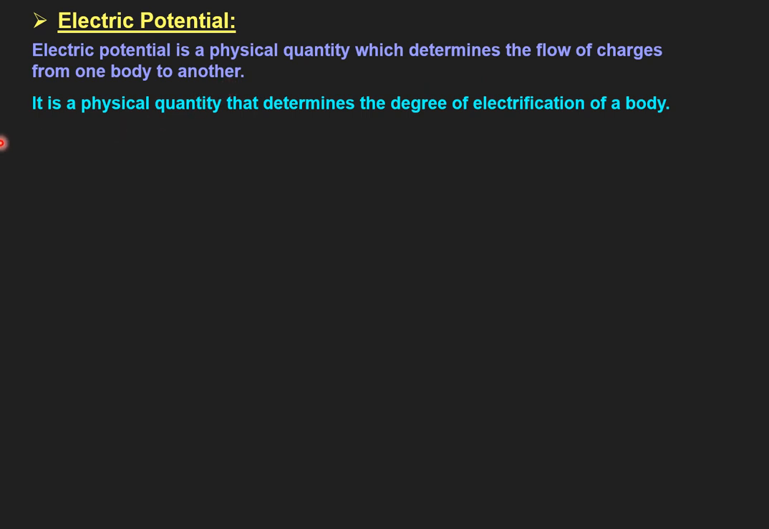Second thing, it is a physical quantity that determines the degree of electrification of a body, meaning how much a body could be electrified, how much charge can be given to a body. Later on, mathematically, we will have the expression which confirms that electric potential is directly proportional to the charge contained by that body. So if we know the electric potential, we can simply tell about the degree of electrification, the extent of electrification, the amount of charge.